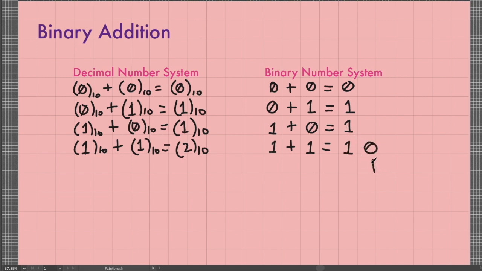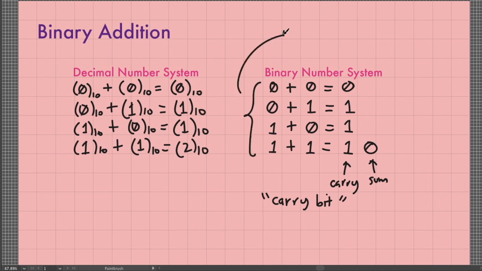So again, this is the sum and this is the carry. Now the bit that contains the carry part is called the carry bit. This combination is very similar to the truth table of the OR gate.